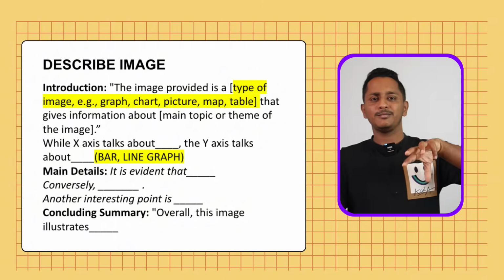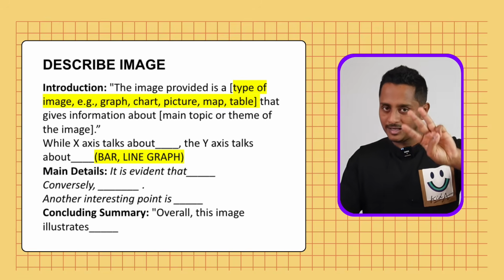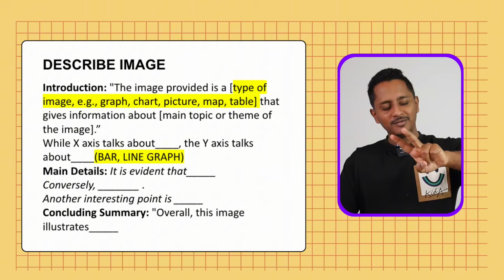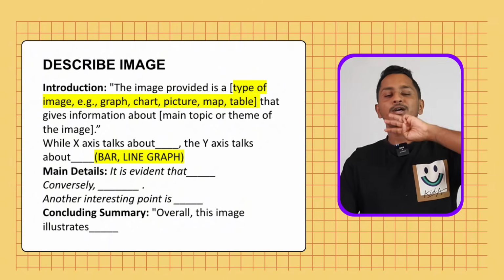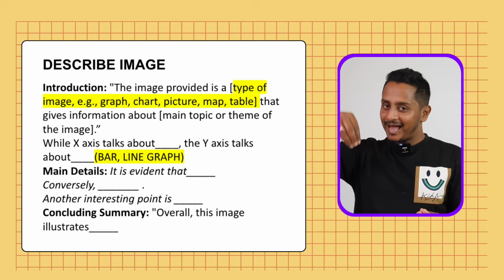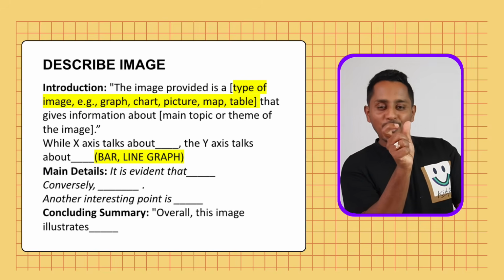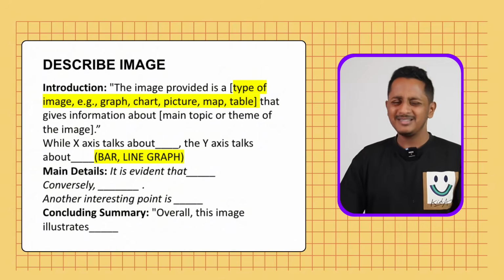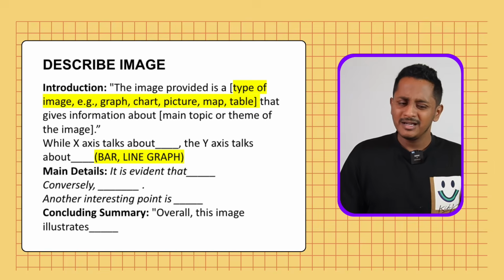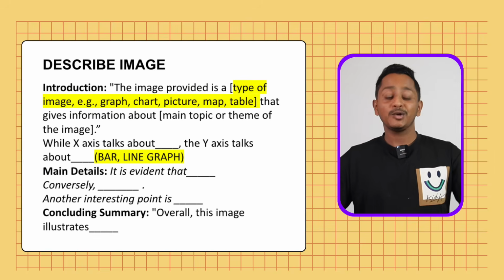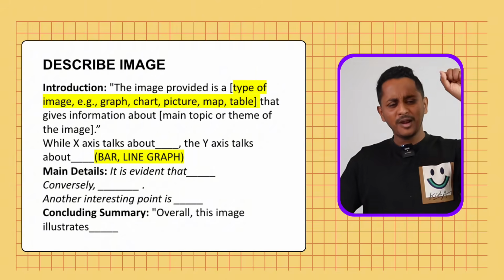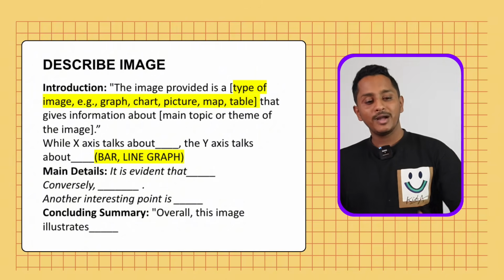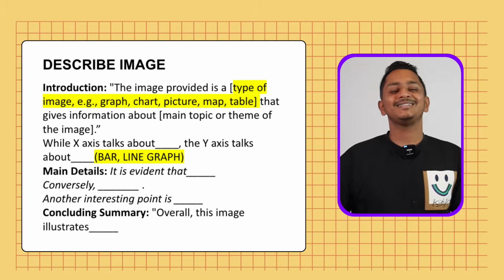Then the main body paragraph, we use 3 key content. It is evident that, conversely, another interesting point. Use these 3 sentences and add your sentence. Don't speak one small sentence or one keyword. You have to speak some long sentences. 3 sentences is what I'm asking. And then in the end, you conclude saying, overall, this image illustrates. 100% working. It will work provided you give some sentences and fill it.